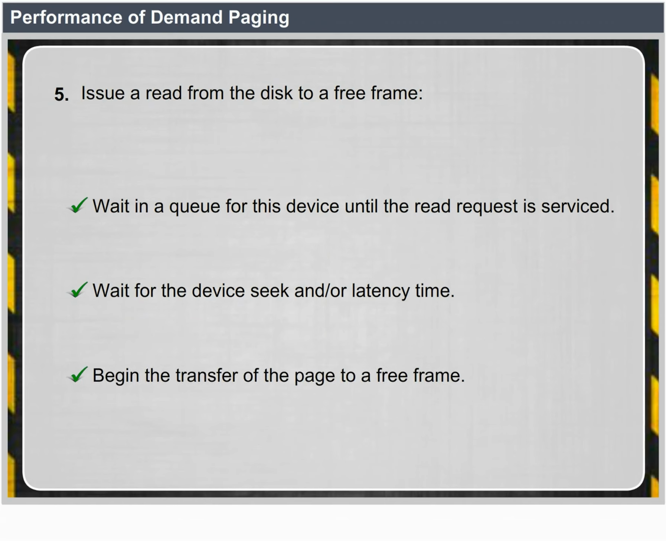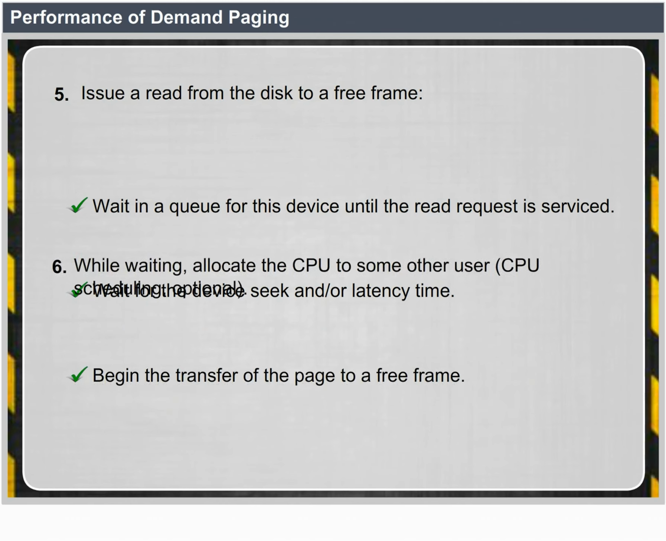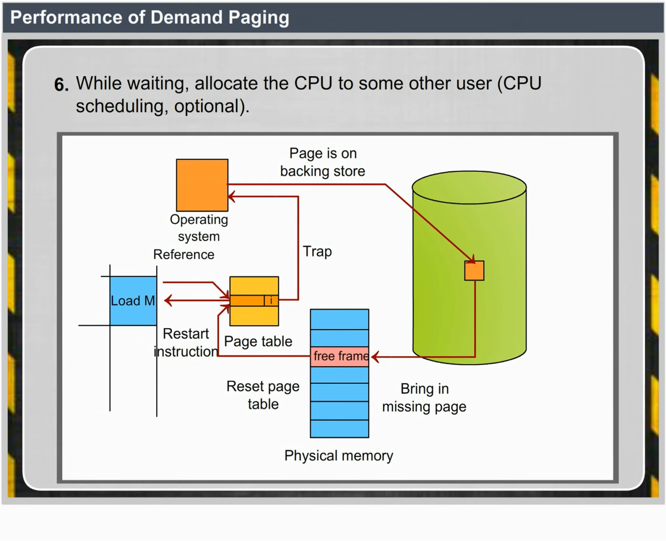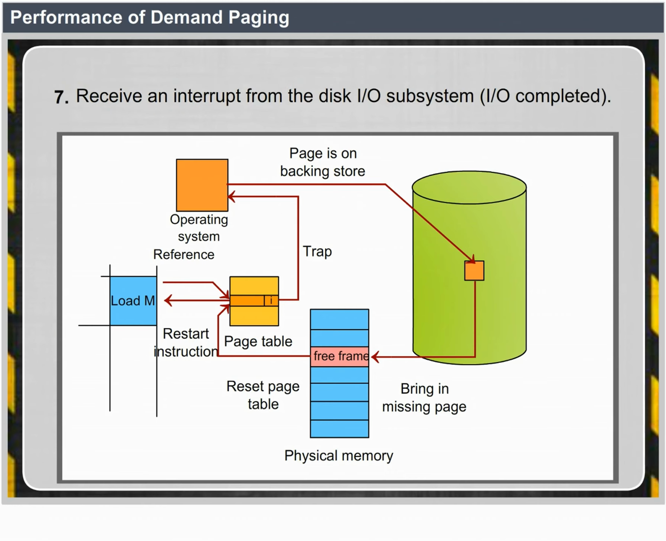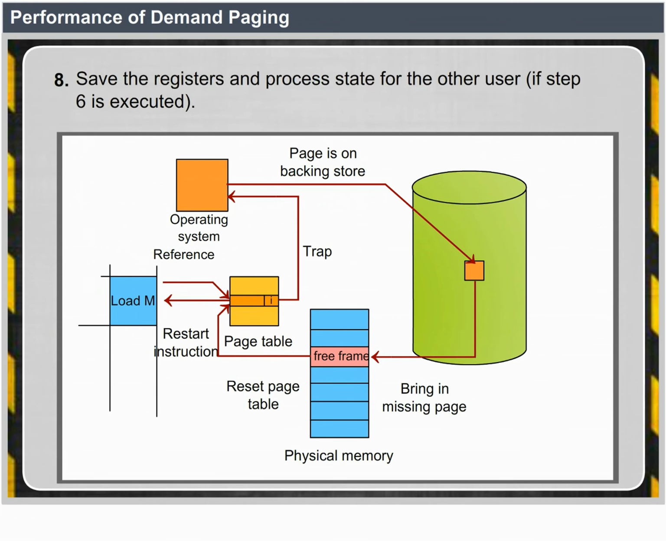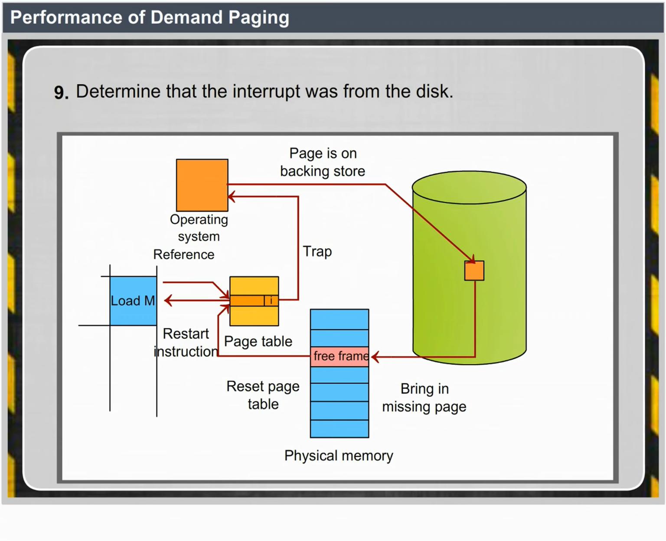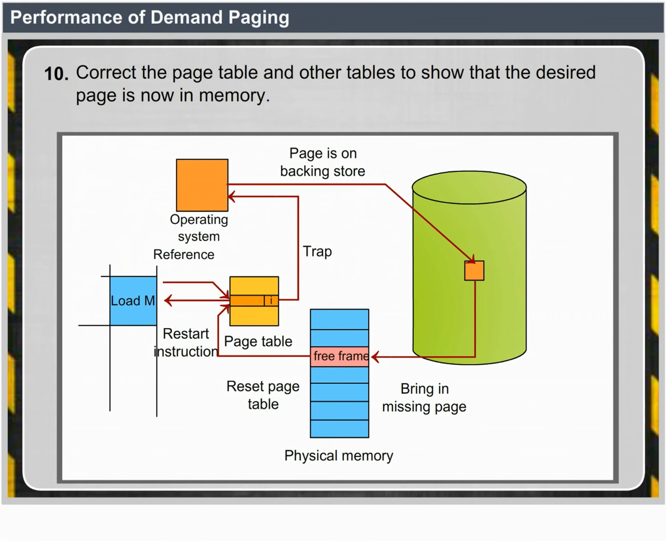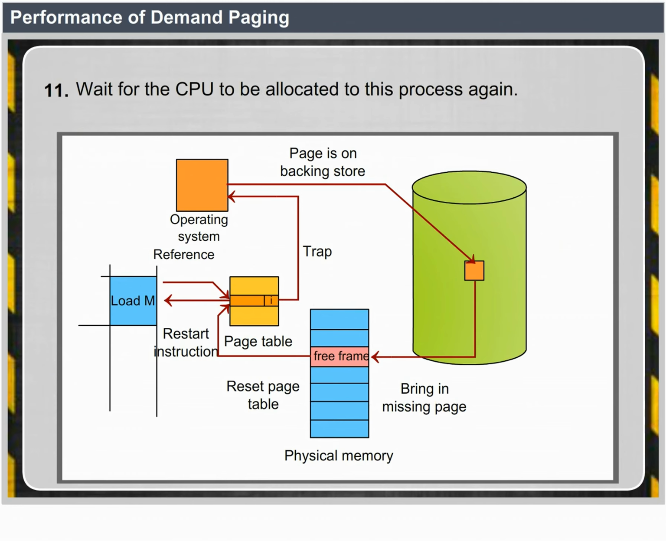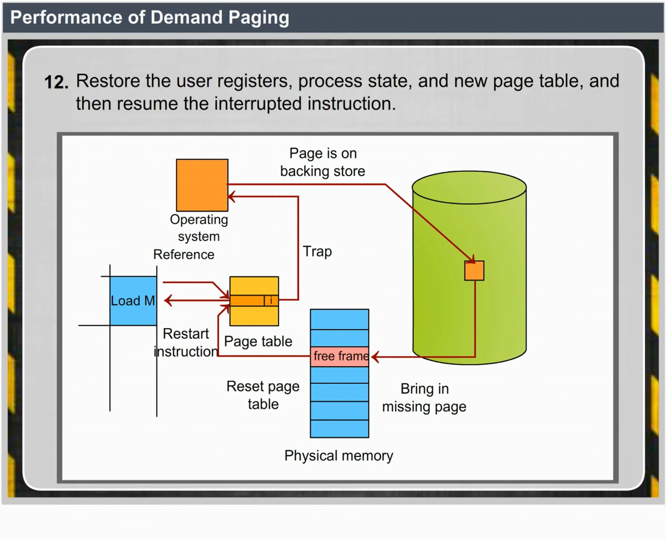6. While waiting, allocate the CPU to some other user, CPU scheduling optional. 7. Receive an interrupt from the disk input-output subsystem, input-output completed. 8. Save the registers and process state for the other user if step 6 is executed. 9. Determine that the interrupt was from the disk. 10. Correct the page table and other tables to show that the desired page is now in memory. 11. Wait for the CPU to be allocated to this process again. 12. Restore the user registers, process state and new page table, and then resume the interrupted instruction.